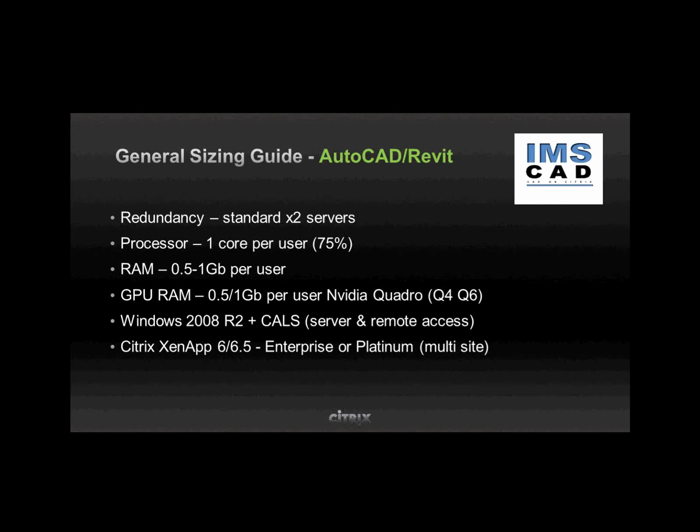Processor-wise, normally around 1 core per person within a server, but that can go down the more users you have on. The 75% in brackets there basically equates to where it probably ends up. So in effect, 15 cores for 20 users, if you take it that way. The RAM, half a gig to 1 gig per user of normal RAM, and then the graphical RAM is similar, using NVIDIA Quadro cards within the server.